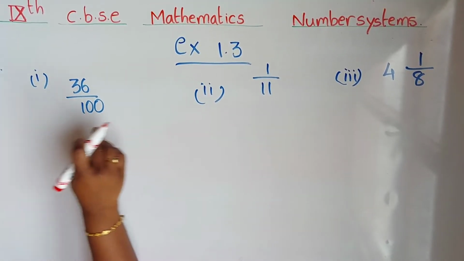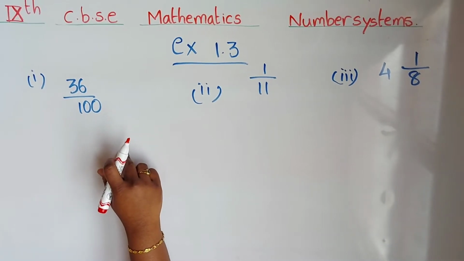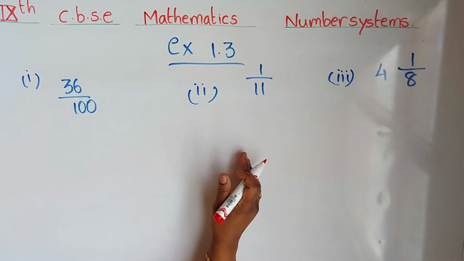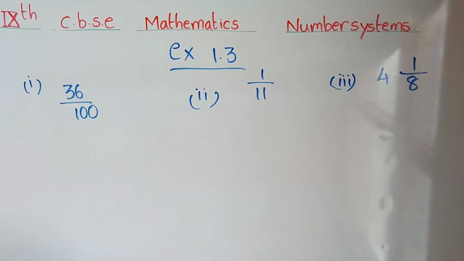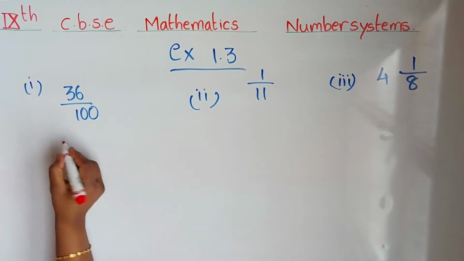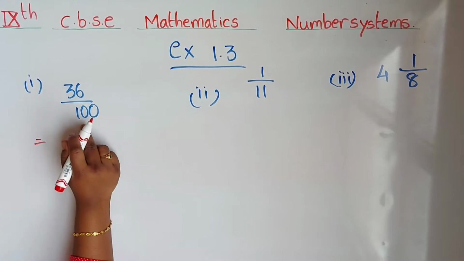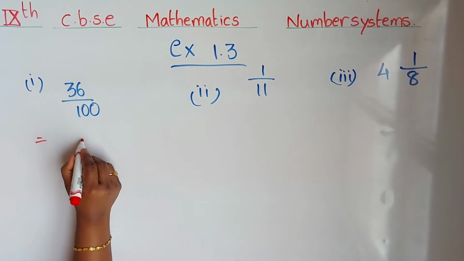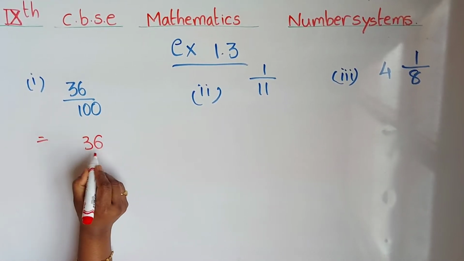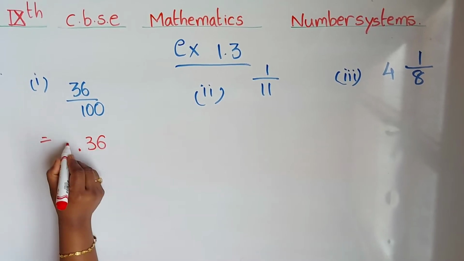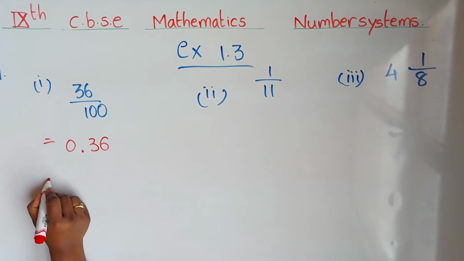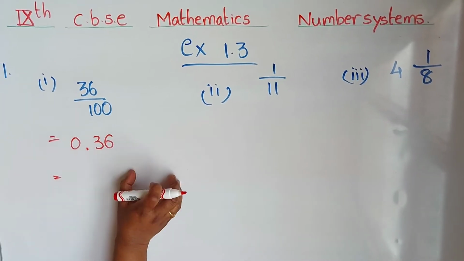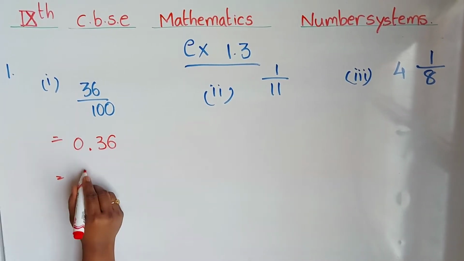Write the following in decimal form and say what kind of decimal expansion it is. First one, 36 by 100. 36 by 100 means here we have two zeros, so 1, 2 places after the point. That means 0.36. So this division is finished here. That is terminating.